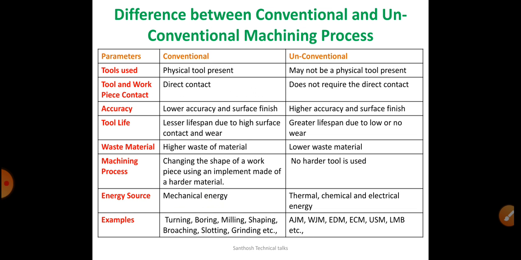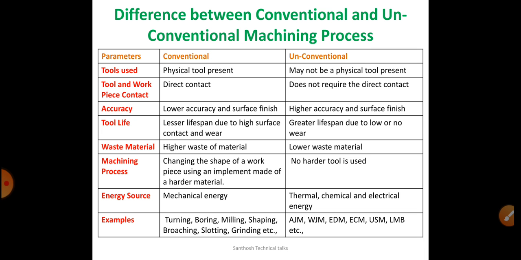So the first parameter is the tool used. In conventional, a physical tool is used, either a multi-point cutting tool, a single point cutting tool, or a grinding wheel. We have to use the physical presence of a cutting tool. In unconventional, there may not be a physical tool present. Next, the tool and workpiece contact. In conventional machining, there is direct contact between the tool and workpiece, and by means of shear it is machined. In unconventional, it does not require direct contact.